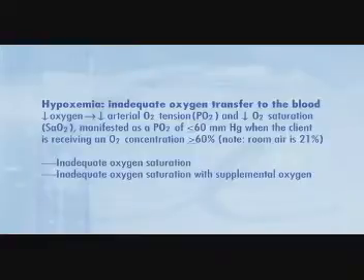O2 tension, PO2, and decreased O2 saturation, SaO2, manifested as a PO2 of less than or equal to 60 millimeters of mercury when the client is receiving an O2 concentration greater than or equal to 60%. Note, room air is 21%. Inadequate oxygen saturation with supplemental oxygen.